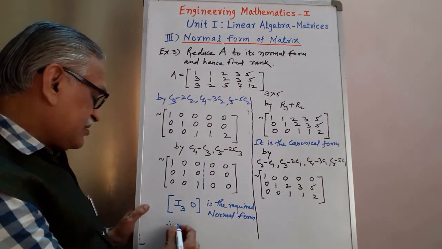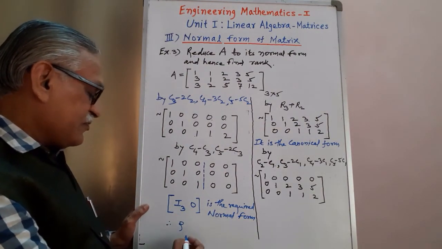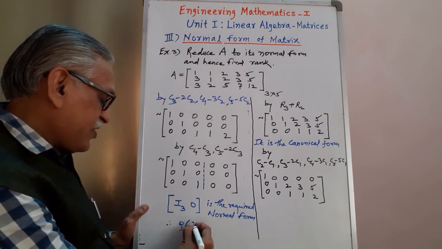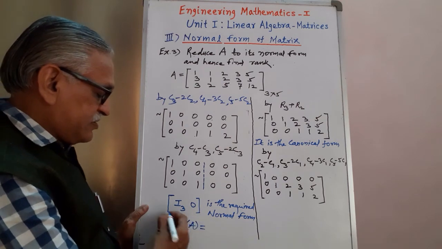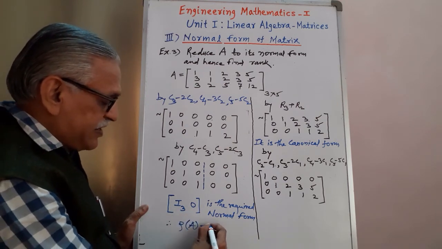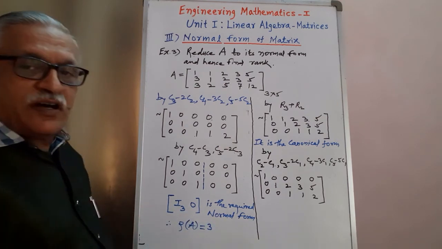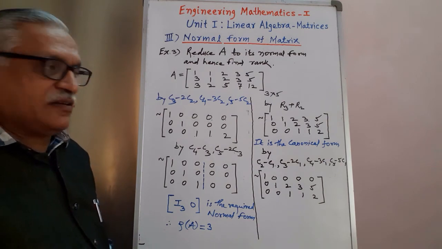And then the second answer for the second part. Therefore, the rank of A is the order of this identity matrix, and here the order of that identity matrix is 3, and therefore the rank of that matrix is 3.